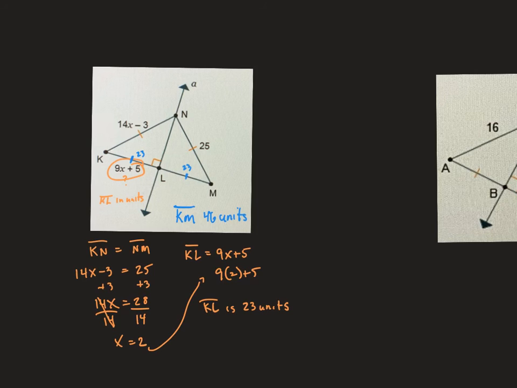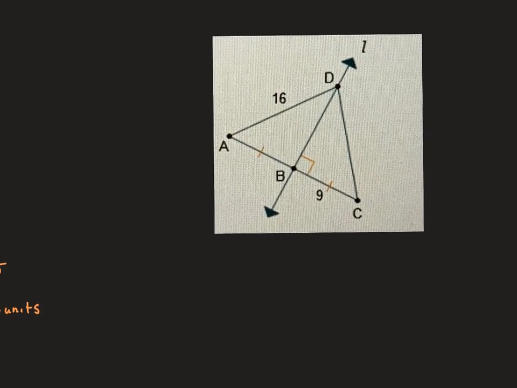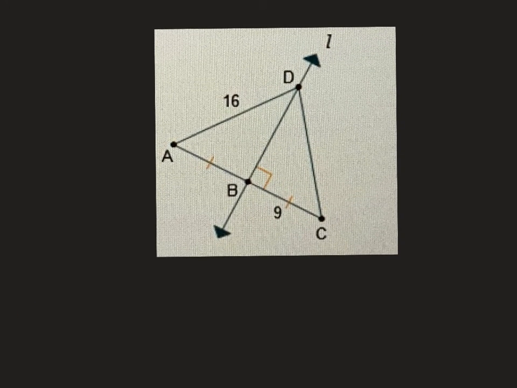So it's easy to work around a figure, a diagram, and start filling in what you know to show you other things in the diagram. So here, looking at this one, we have line L, and it looks like it is a perpendicular bisector to segment AC. If it's a perpendicular bisector, then D is going to be equidistant from A and C, so AD and CD are going to be congruent.